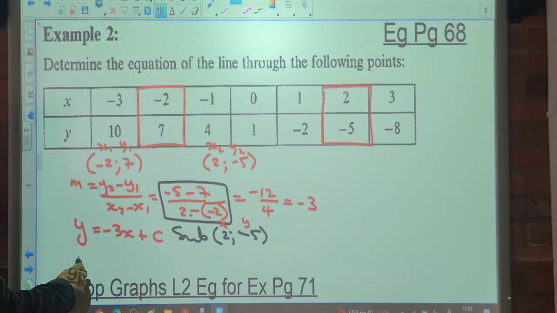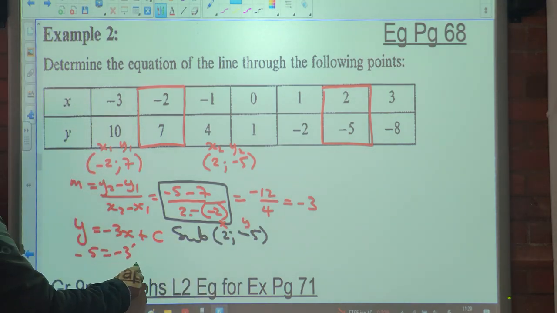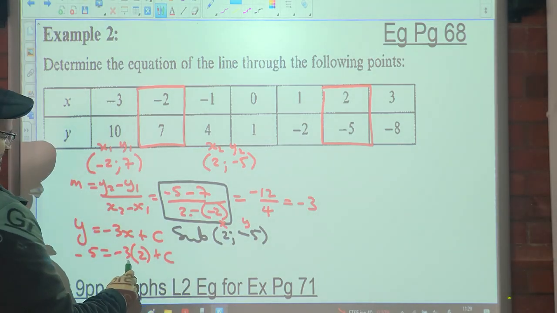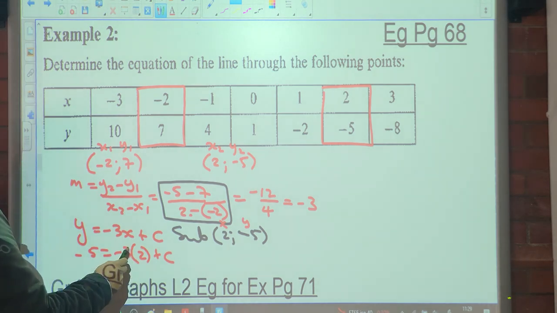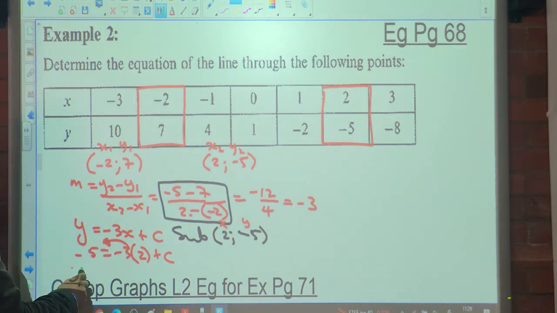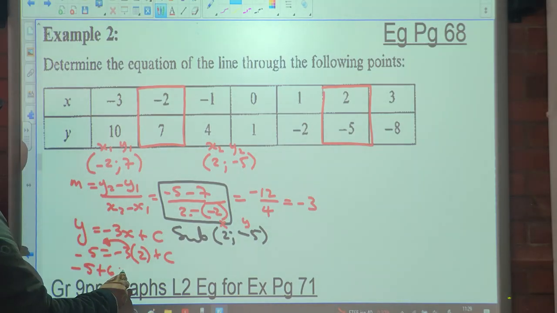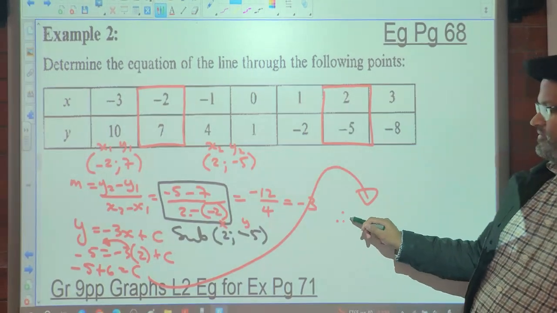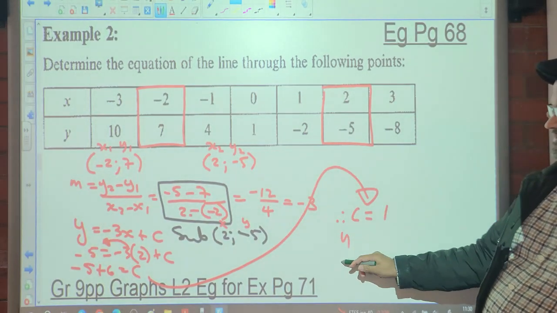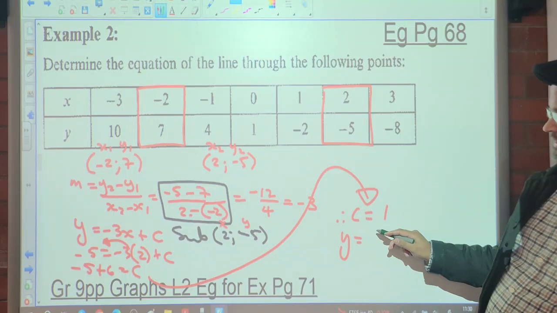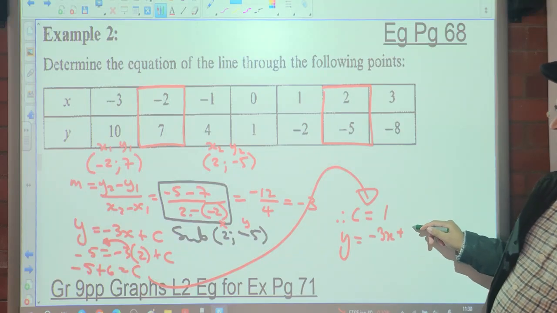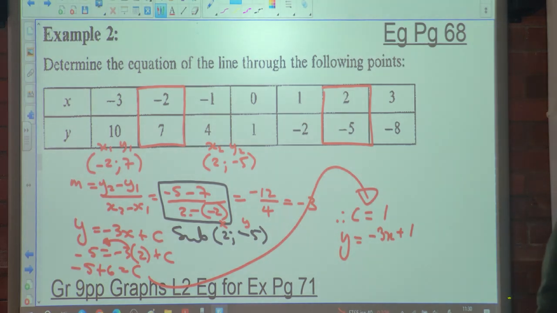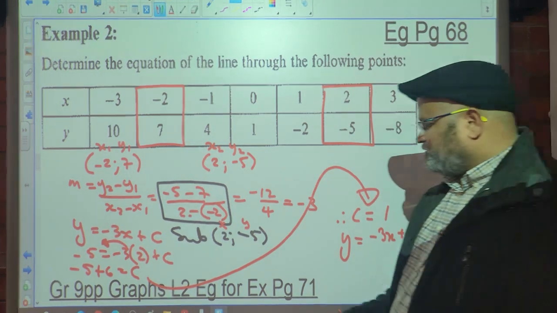So what do we have now? Negative 5 is equal to negative 3 times 2 plus c. What's negative 3 times 2? Negative 6. You take negative 6 over, it becomes? So negative 5 plus 6 is c. This now implies that c is equal to 1. So y is equal to minus 3x plus 1. Okay. You guys understand? Let's choose other 2 points.